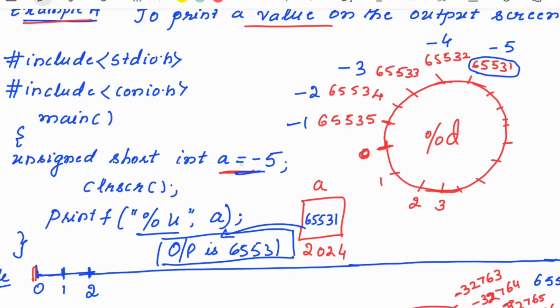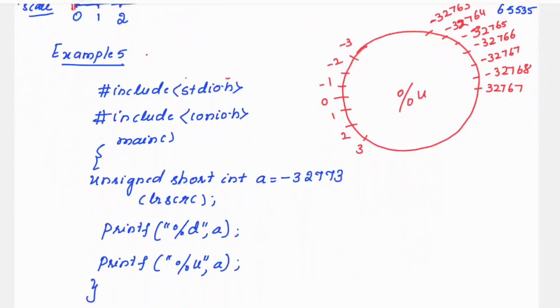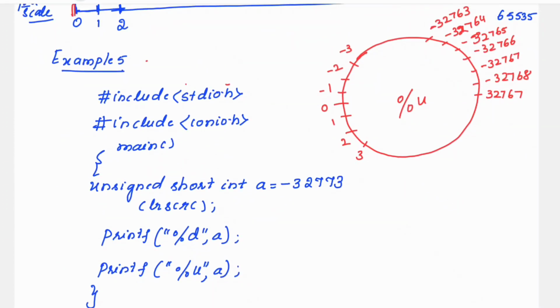You had given a value a equal to -5 and you got an output as 65,531. So let us see one more example. This will be the last example. In this example, we have declared the data type as unsigned.